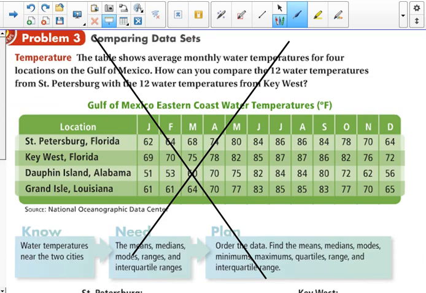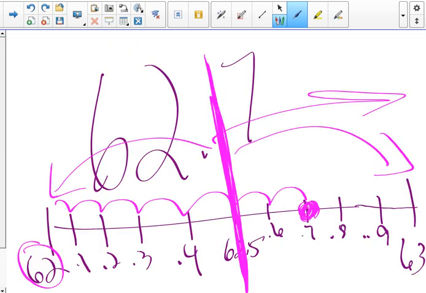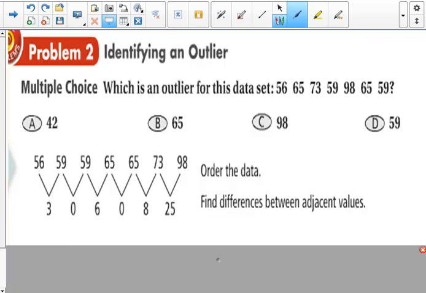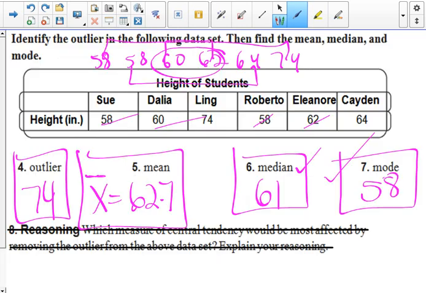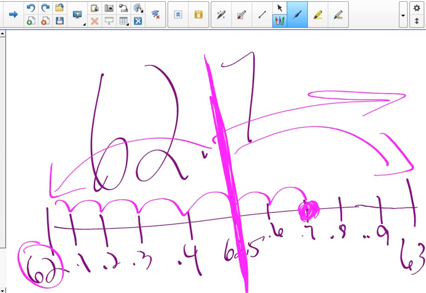All right. So let's talk about what a box and whisker plot is. Has anybody worked with box and whisker plots? It sounds familiar. Okay.